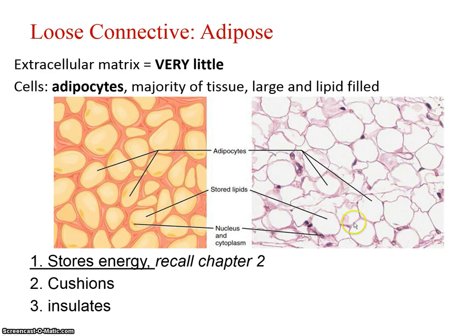of scattered throughout here. This connective tissue stores energy, because lipids we can break down and use for energy. They cushion, so they help to prevent problems with impact and rubbing. And they insulate, so they help to keep the heat in the body.